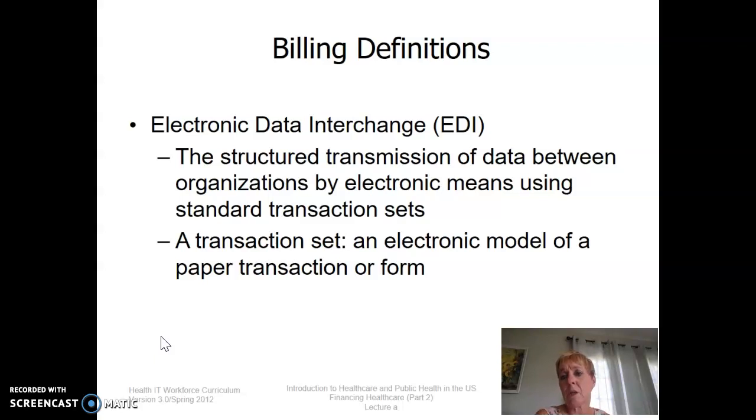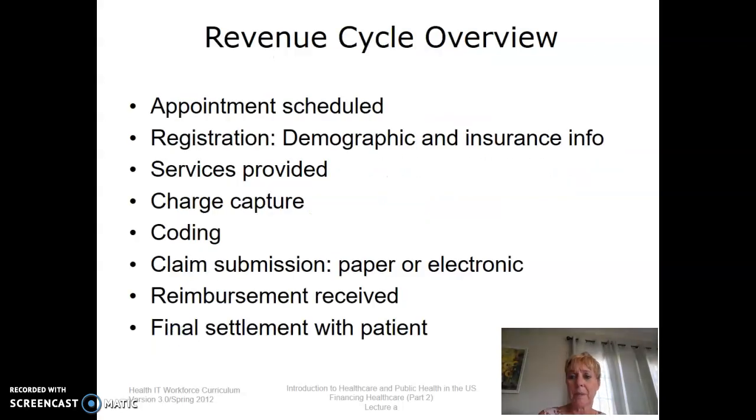Another term you'll see is called electronic data interchange, or EDI. That is the actual transmission of data between organizations electronically. And they use standard transaction sets, which we will get to. A transaction set is an electronic model of a paper transaction or form. So it's just the transmission of data for a claim. It's called electronic data interchange.